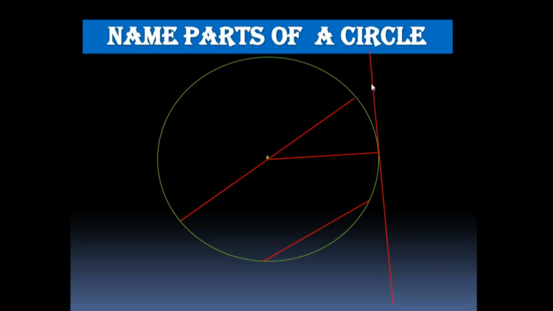Now we have a straight line, and this straight line does not pass through the circle, just basically touches it at a point on the circle. We call that point of contact the point of tangency. A straight line that doesn't pass through the circle but just touches it at a point of contact, called a point of tangency, is hence referred to as a tangent.